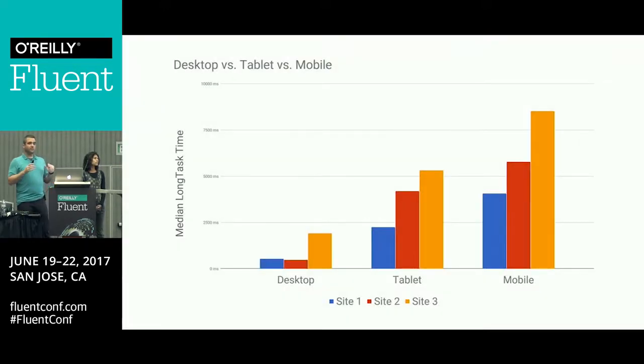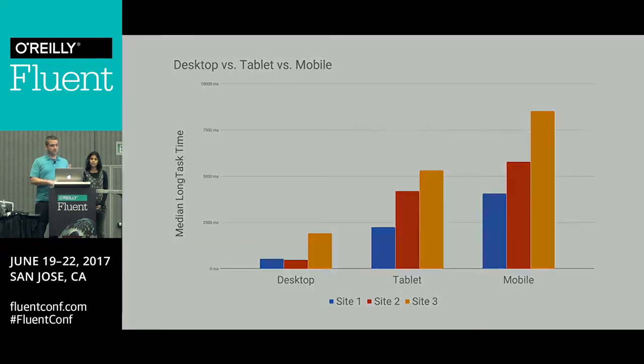So I talked a little bit about mobile before. This is the 3 sites on desktop, tablet, and mobile. Desktop experiences on the left, mobile on the right. And we can see that the median long task time is dramatically higher on mobile devices. This makes sense, right? Your mobile device is not going to be as powerful as your MacBook Pro, but it's pretty striking to see how much of an effect this actually has.